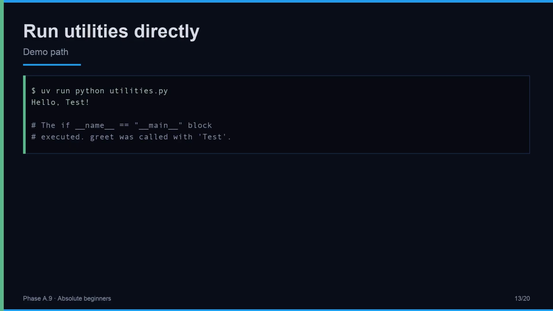Run utilities directly with uv run python utilities.py. Because you ran the file, dunder name equals dunder main. The if block runs. Greet is called with the string test. You see hello test printed. This is the demo path. Use it when you want to try a function quickly without writing a full main file. It is a scratch pad that never runs when the file is imported elsewhere.